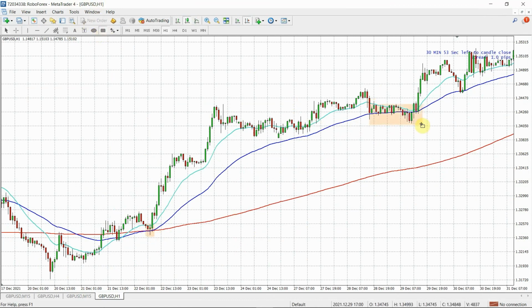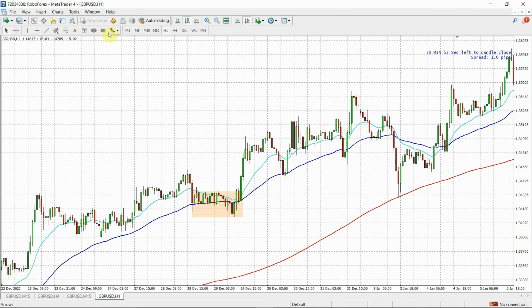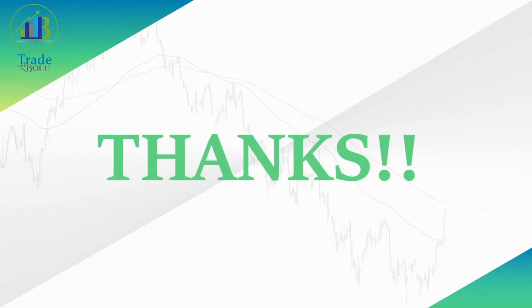This is the second one, here's the third, here's the fourth, and so on. So identify 10 of these in a buy trend and then 10 in a sell trend. I believe that will really help you and train your eyes and your mind also to recognize these supports and resistances in moving averages.